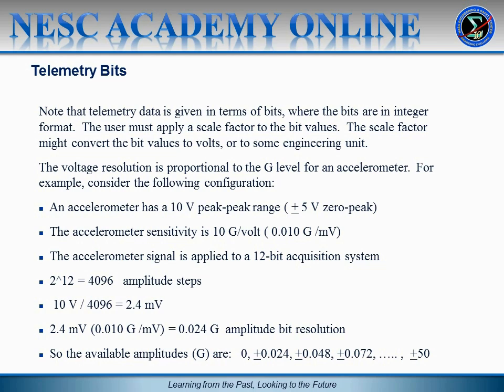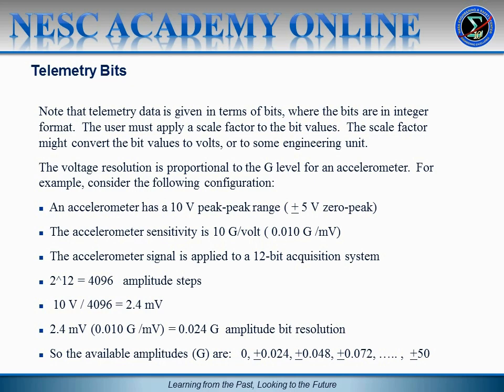The telemetry data is given in terms of bits, where the bits are in integer format. The user must then apply a scale factor to the bit values, and the scale factor might convert the bit values to volts or to some other engineering unit. The voltage resolution is proportional to the G level for an accelerometer. So let's consider a system where the accelerometer has a 10 volt peak-to-peak range and the accelerometer sensitivity is 10 Gs per volt. Now that's equivalent to 0.010 Gs per millivolt.